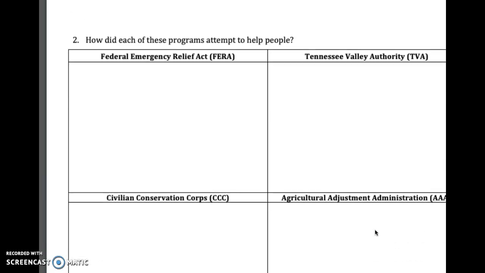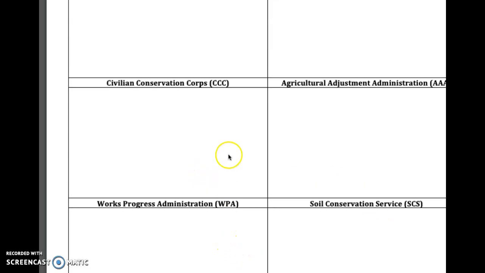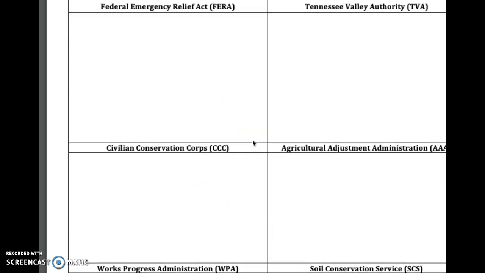And actually, some of these New Deal programs were used in Minnesota as well. And there's actually several things in Minnesota that were created by the Works Progress Administration and the Civilian Conservation Corps. So you can look that up if that is something that interests you. I will mention one or two in class.